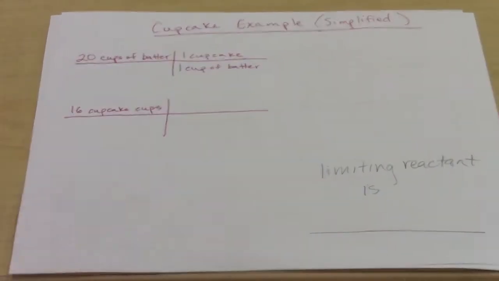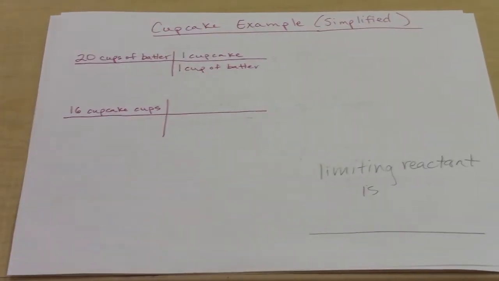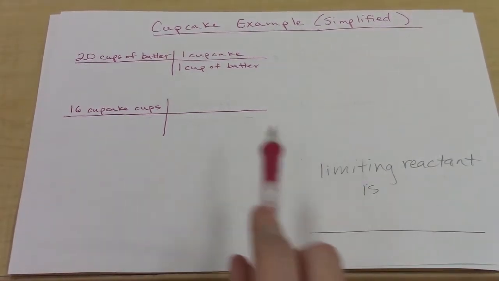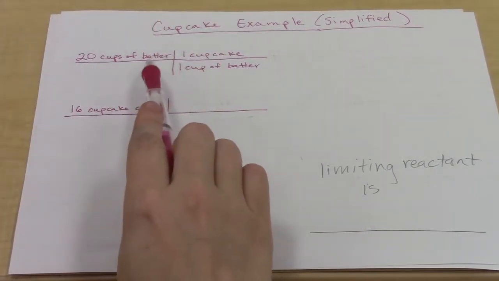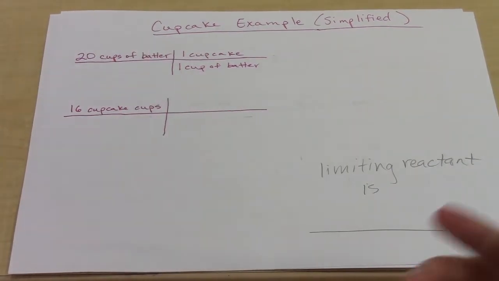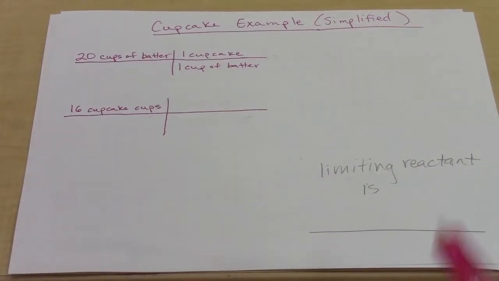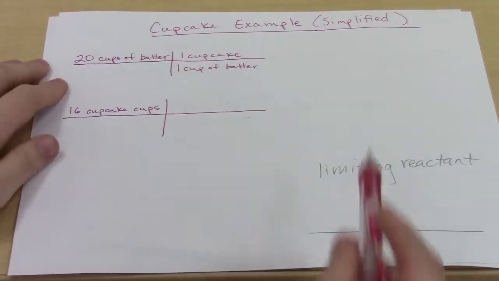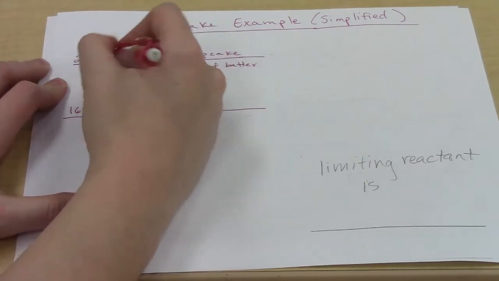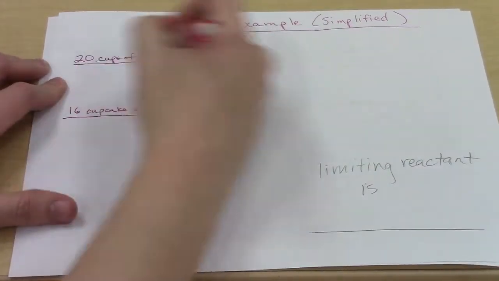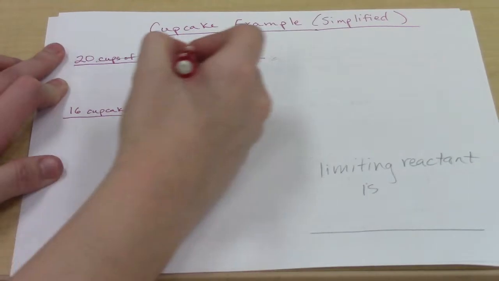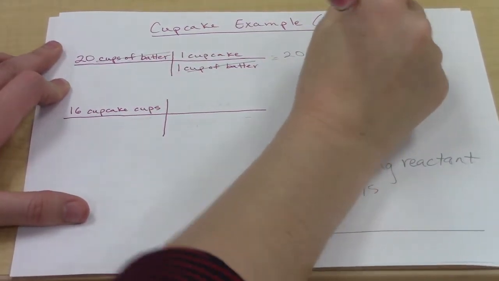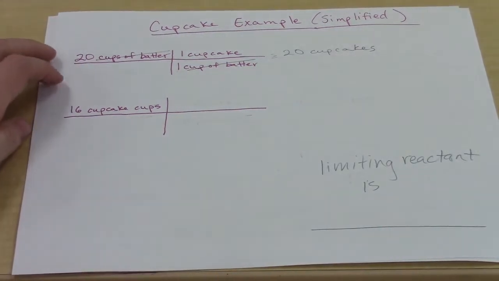Okay, so going to our cupcakes, we're going to set it up in our train track action. So if we're given 20 cups of batter, and our ratio of batter to cupcakes, of reactant to product, is 1:1, then we can cross out our units and know that if we have 20 cups of batter, we can make 20 cupcakes, assuming that there are plenty of cupcake cups.